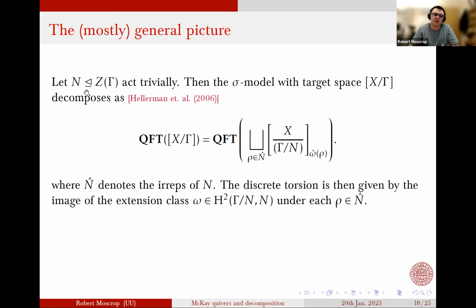So if I take N being a subgroup of the center of gamma, and I take the sigma model with the target space as this quotient stack, then it decomposes: the QFT on the stack is the QFT given like this. Here, the disjoint union is over the irreducible representations of N. And this omega hat rho is the standard notation to say that you can obtain the discrete torsion for each term by looking at the extension class defined by your trivially acting subgroup and mapping it under each irreducible representation.